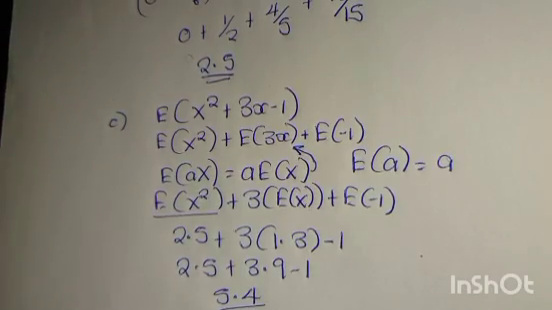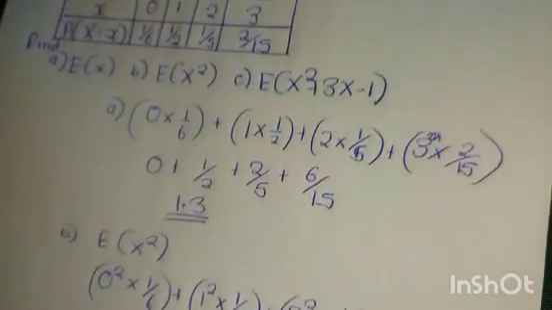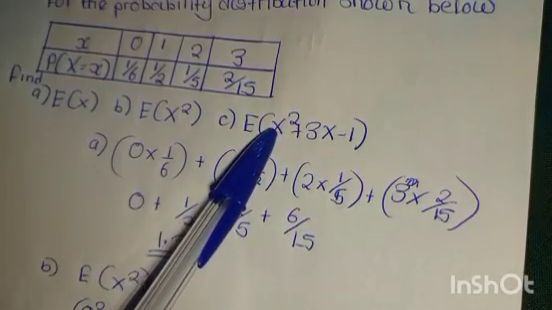So this is the expectation that we have when we are told to calculate the expectation of x squared plus 3x minus 1.